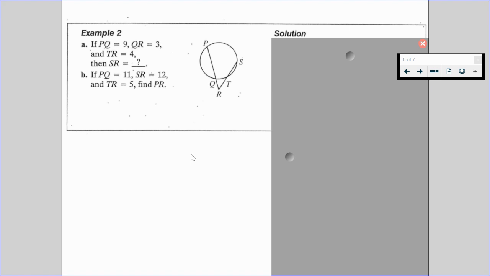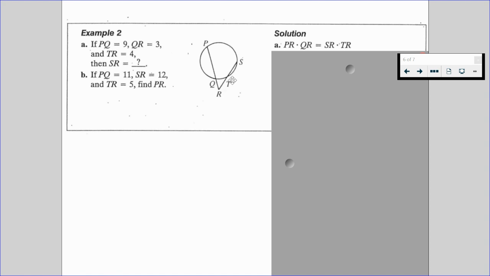So in part A, if the length of PQ is equal to 9, the length of QR is equal to 3, and the length of TR is equal to 4, we want to find the length of SR. Well, we have our diagram, and we notice that point R is lying outside of our circle. So PR times QR, our entire secant times the external piece of our secant, is equal to SR times TR.